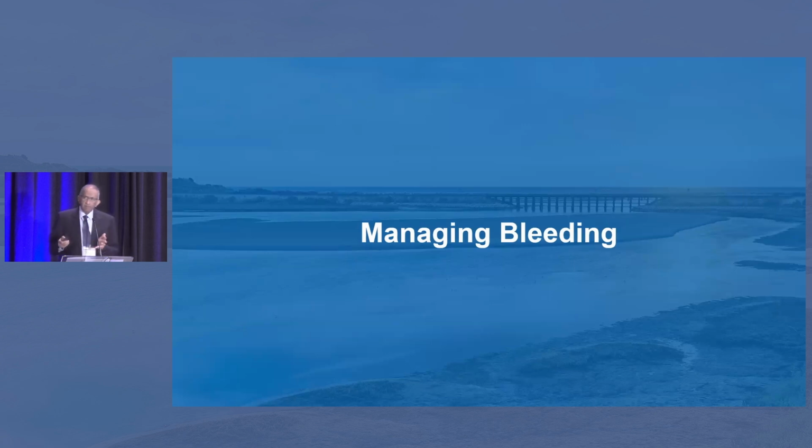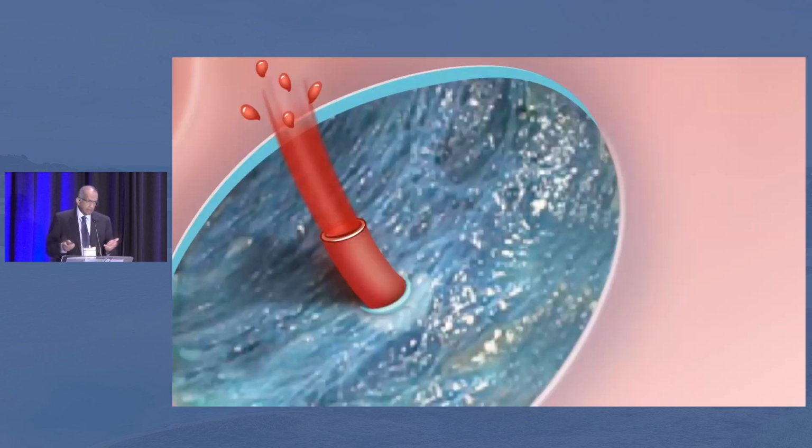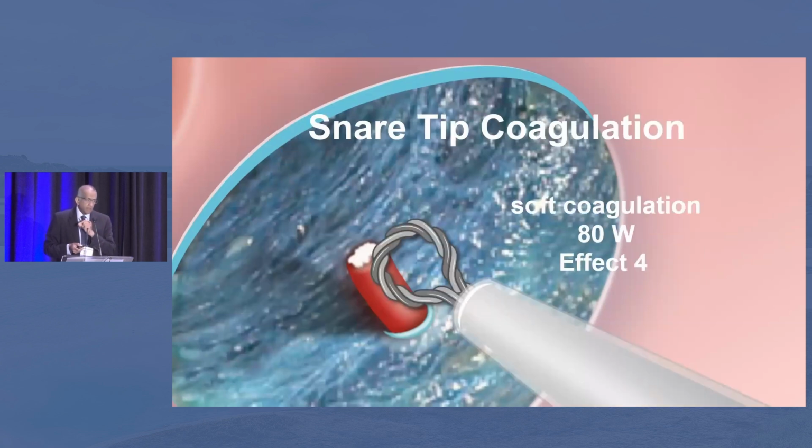You should be prepared for controlling bleeding. And with bleeding, you could control it with your snare tip, soft coagulation, 80 watts, effect 4, and it controls almost 90% of the bleeds.